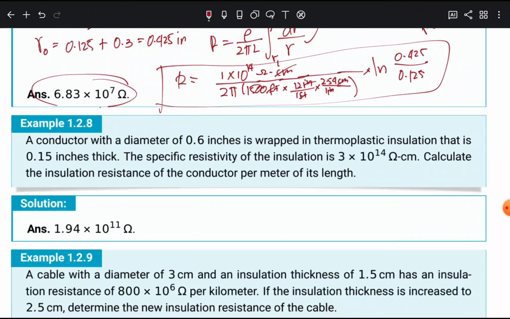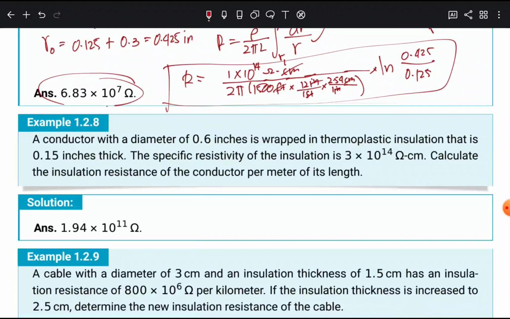Okay? Next. Here, it's the same thing. We can just directly use the formula. R equals rho over 2 pi L. Rho is 3 times 10 raised to 14. Again, this is ohm centimeter.